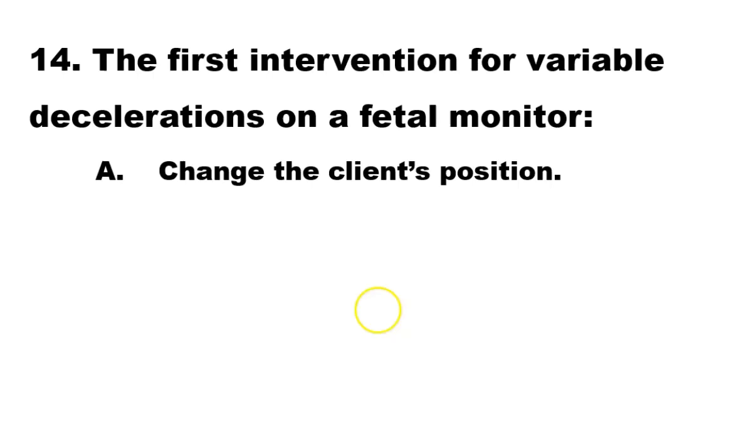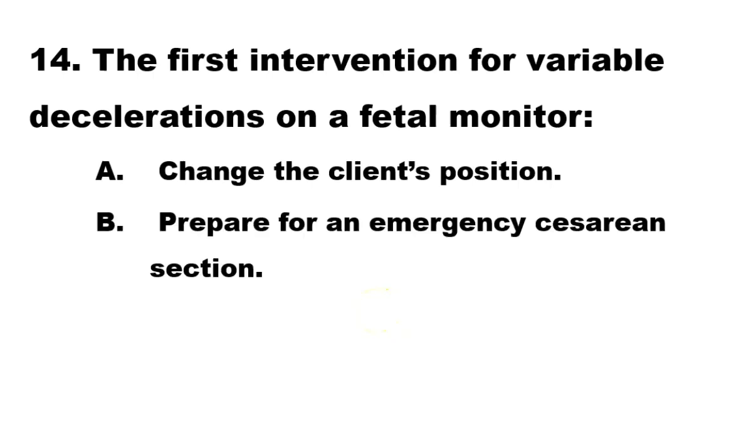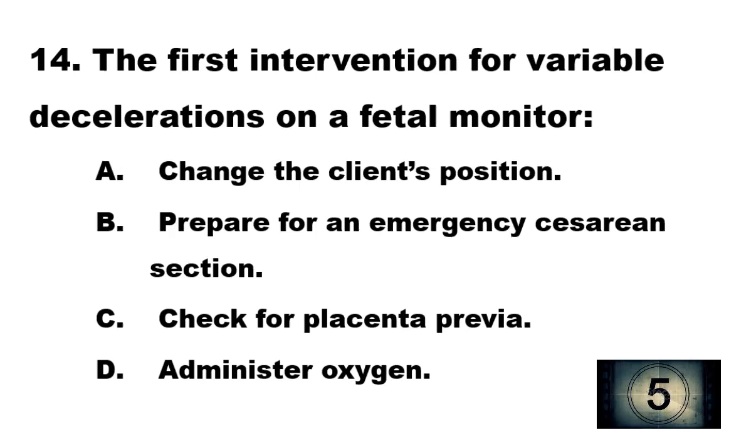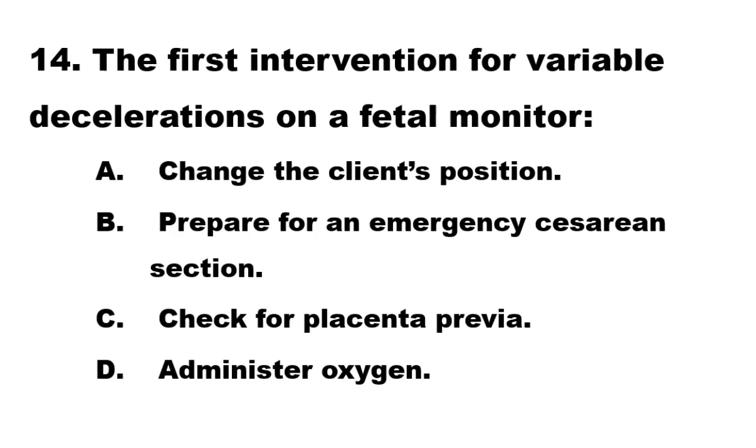The next question: the first intervention for variable deceleration on the fetal monitoring is A. Change the client's position. B. Prepare for emergency cesarean section. C. Check for placenta previa. D. Administer oxytocin. The correct answer is A. Change the client's position.